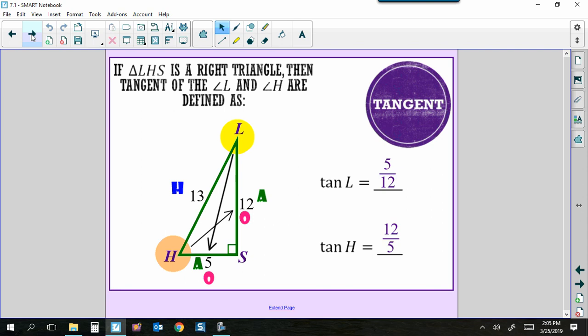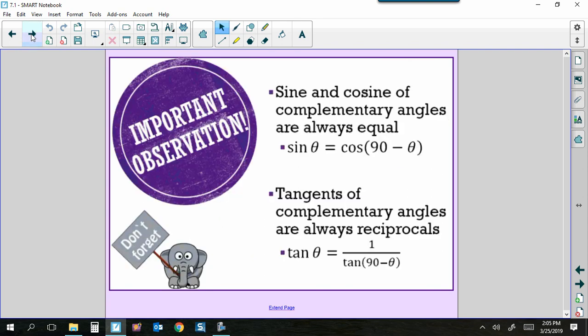So some important things you need to write down, and you're going to write them down either at the bottom of your notes or along the side. Somewhere you need to be writing this down. Sine and cosine of complementary angles are always equal. So the first bullet point is bringing home what we were just talking about. The sine of L was equal to cosine of H. Well, L and H are complementary. So sine and cosine of complementary angles are always equal.